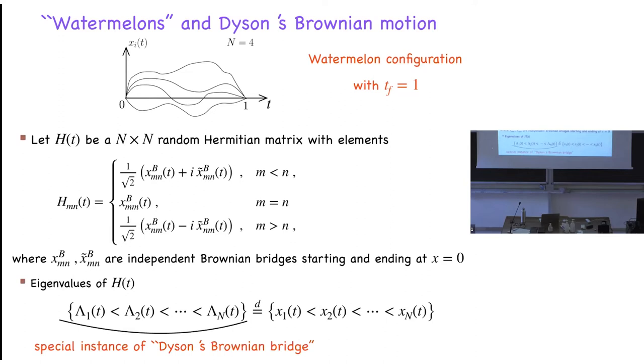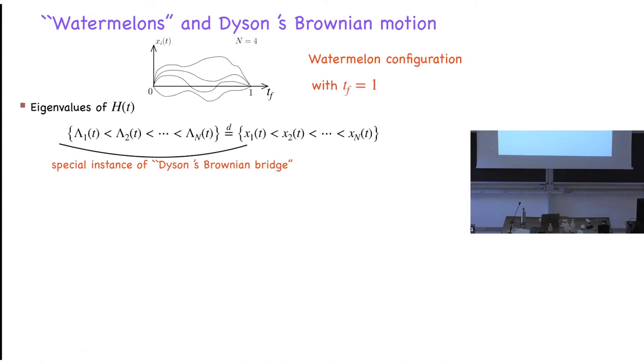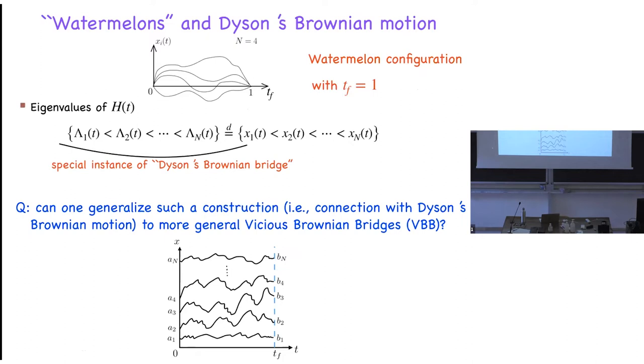So that's a very convenient way to do that. In random matrix language, this is a special instance of a Dyson's Brownian bridge. Dyson's Brownian motion generically is the dynamics of the eigenvalues of a time-dependent Hermitian matrix, and here I have a special instance of bridges, since all the eigenvalues start at zero and end up at zero at a fixed time. Great. So now the question is, can one generalize this and eventually make some connection to Dyson's Brownian motion for more general bridges? That means going beyond this very simple initial condition where all the walkers start and end at the same point. So that's what we did.